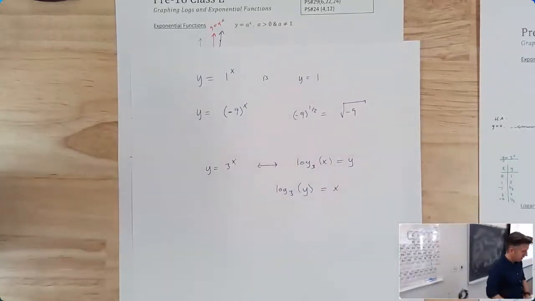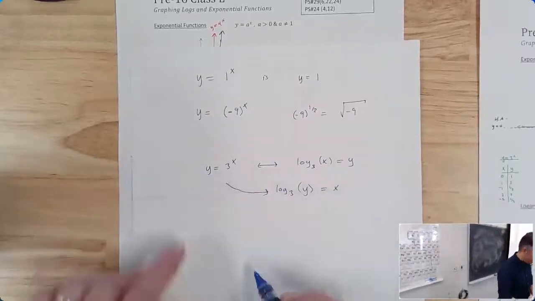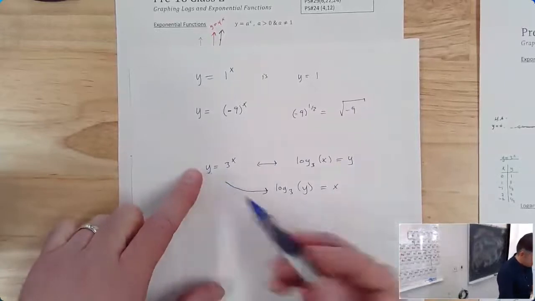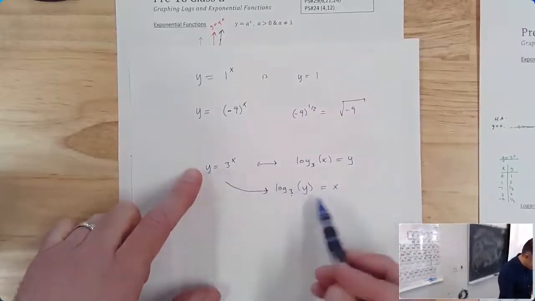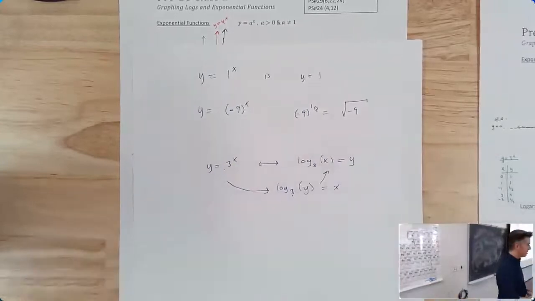Oh, you know what? I did it backwards. Sorry. I was too into it. This is what you would get first when you switch them, right? 3 to the x equals y. And then you would switch x and y to get the actual inverse function. Sorry, I was too caught up in it.